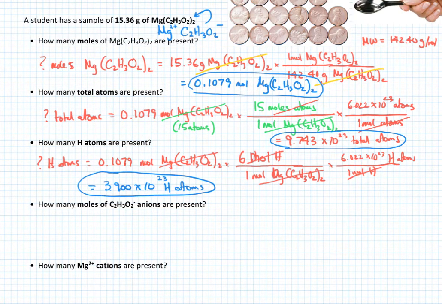Okay, why don't you try the next two by yourself? See if you can figure out how many moles of acetate ions there are that are present. Again, we're going to start with the number of moles of magnesium acetate that we found earlier. How many moles of acetate ions are present? And then also, how many total magnesium cations are present? So you can stop the video, work through it, and then we're going to come back and see if you were able to figure that out.